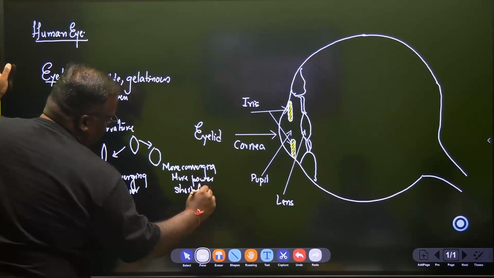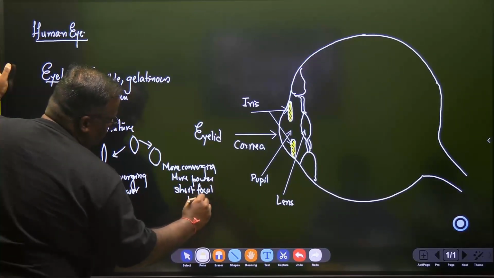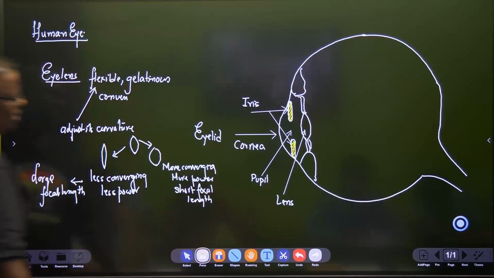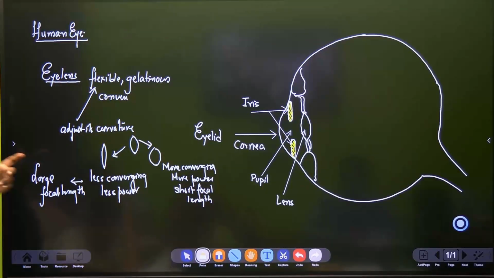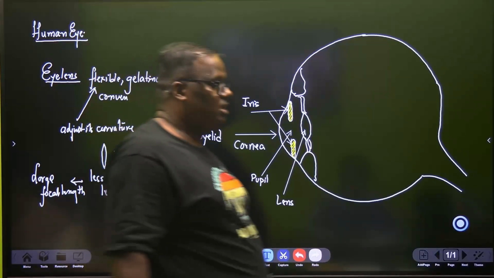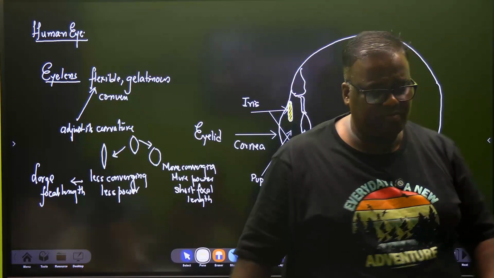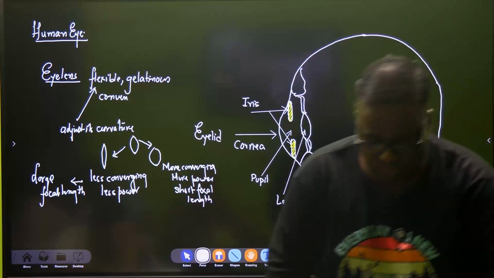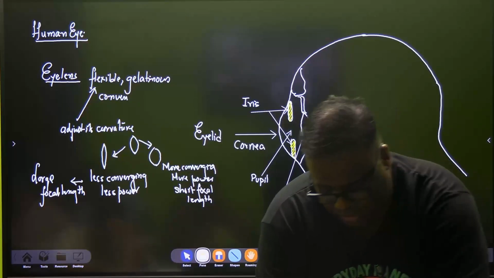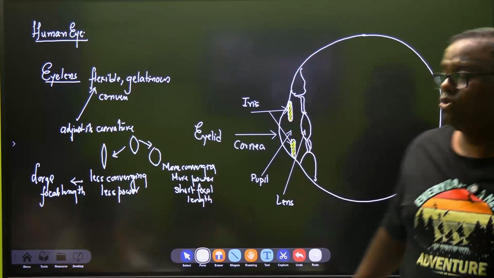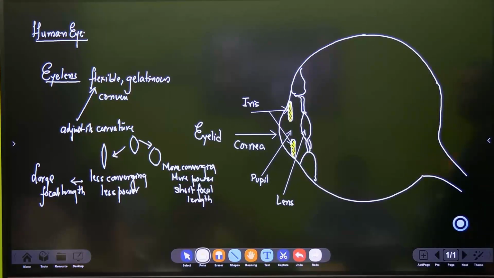Children, in this chapter, understanding is very crucial because you get a lot of assertion-reasoning type questions. If your concepts are not clear, you will not be able to answer correctly. So what do we call it? We call it more converging, so shorter focal length or less focal length. Have you understood this?